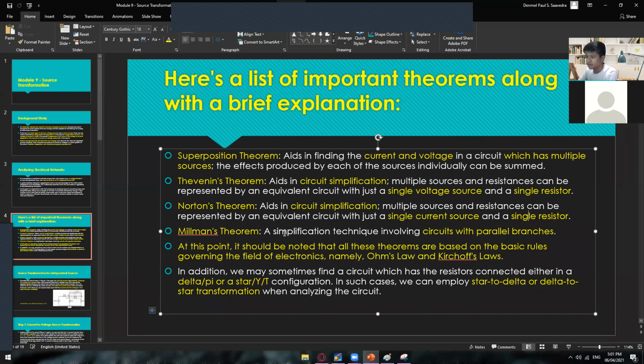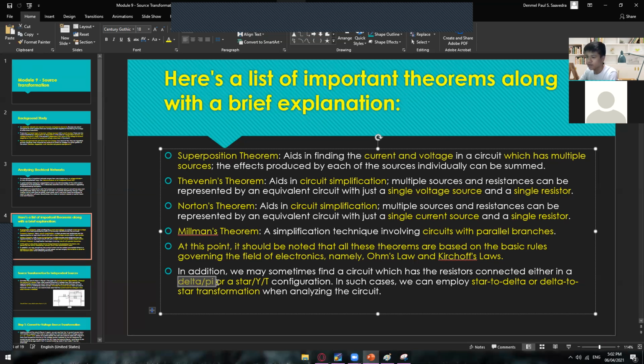Millman's theorem is a simplification technique involving circuits with parallel branches. This one is good when we have so many parallel branches. At this point, it should be noted that all of these theorems are based on the basic rules governing the field of electronics, namely Ohm's law and Kirchhoff's law. If you weren't able to get the concept of Ohm's law and Kirchhoff's law, then you won't be able to solve Norton's theorem, Thevenin's theorem, superposition, Millman's, and many more.